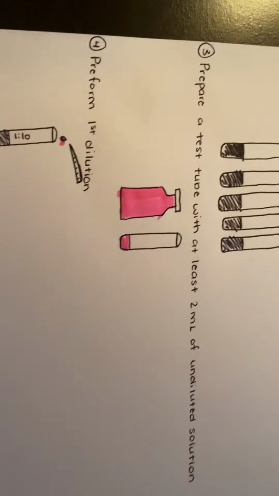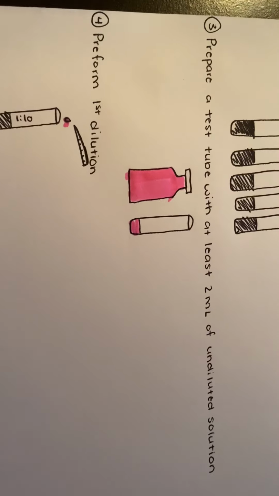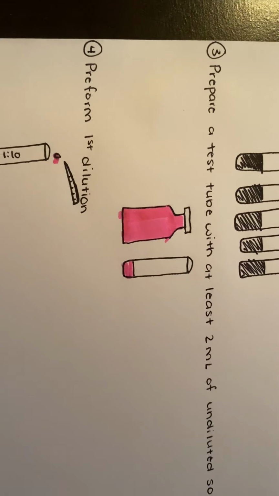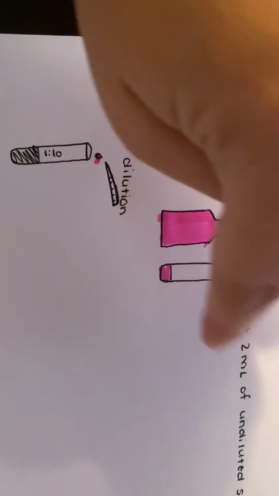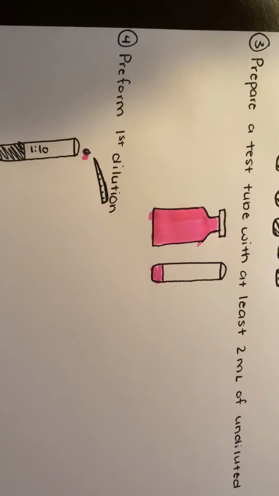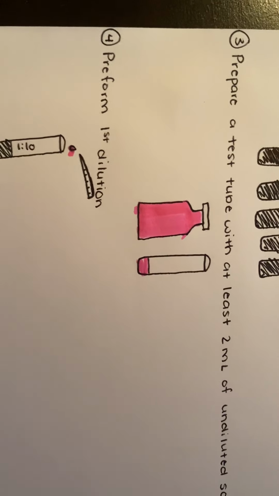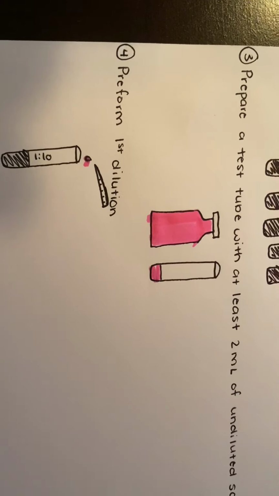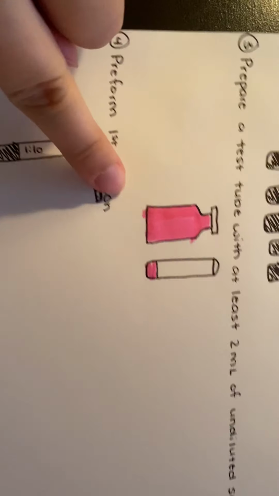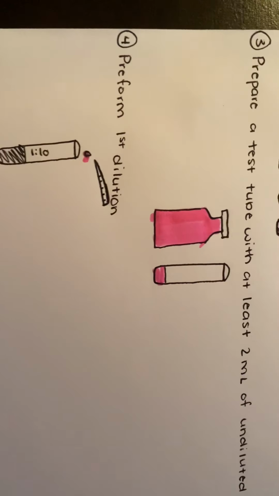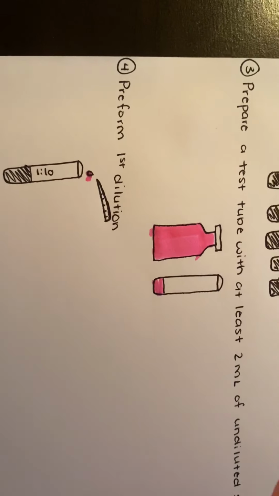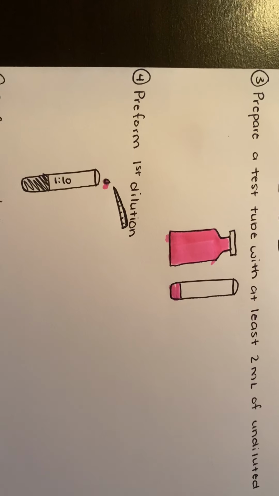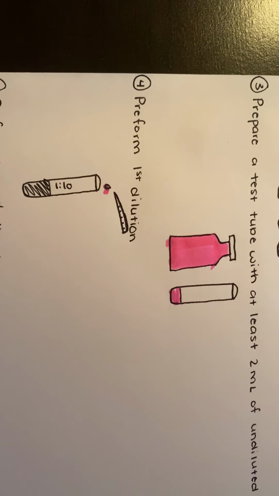So step 4, we're going to perform our first dilution. So we're going to draw 1 milliliter of the undiluted solution from the test tube with the solution in it. So this one right here. And then we are going to use a pipette to transfer it to the test tube labeled right here. So we're adding 1 milliliter of the undiluted solution to the dilution, which is the water.